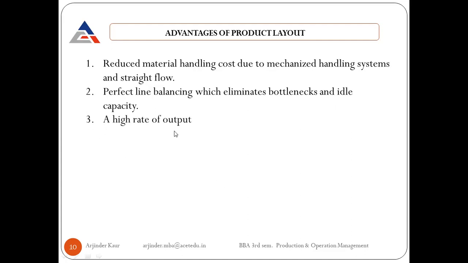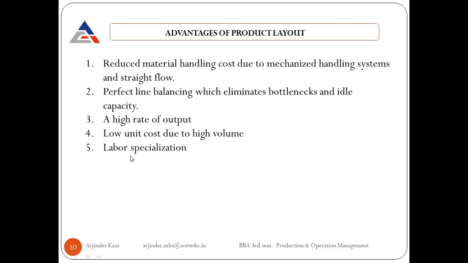Next is a high rate of output. Because I've already told you that this type of product layout is used in case of mass production system. So the objective of mass production system is to produce in large quantity. So high rate of output is possible with this kind of layout. Low unit cost due to high volumes, because one single type of product is produced in large quantities. So the per unit cost of production will be low in case of this particular layout.